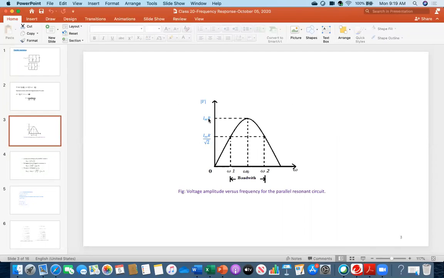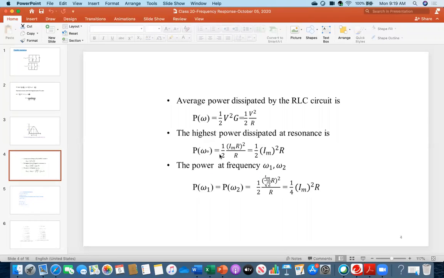Because here V is Im multiplied by R, where Im is the magnitude of the current, we can replace V by Im R. So it is (Im R) squared over R. Ultimately you get Im squared R squared in the numerator, so one R is cancelled, leaving Im squared R.